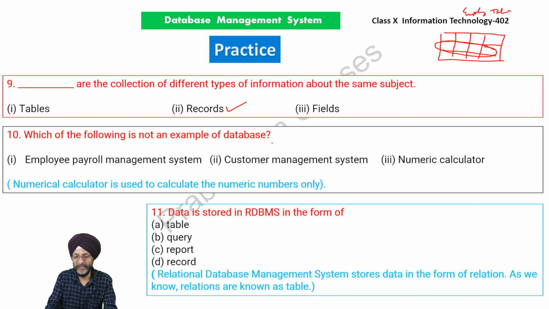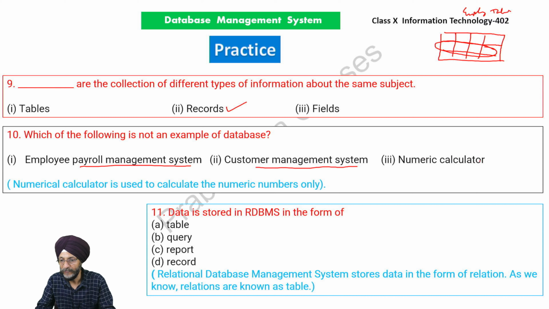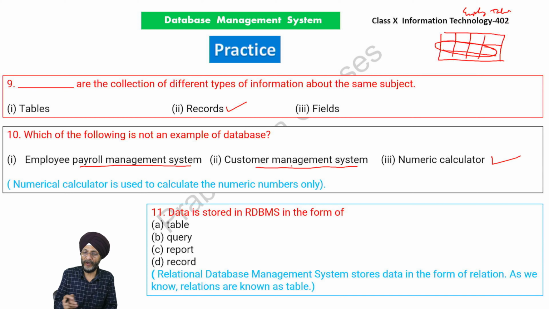Which of the following is not an example of database? Employee payroll management system, customer management system. Answer is numeric calculator. Numeric calculator is used to calculate numbers only. Customer management system may be used for the purpose of customers, to find out the customers, or employee payroll may be used to find out how much salary each employee gets and in which department he is working, what is his employee ID, and so on. So our answer is that numeric calculator is not an example of database.